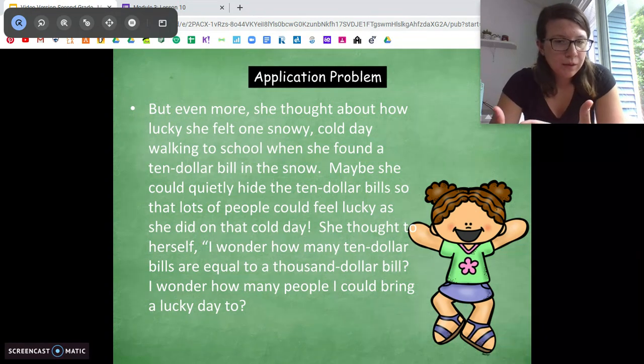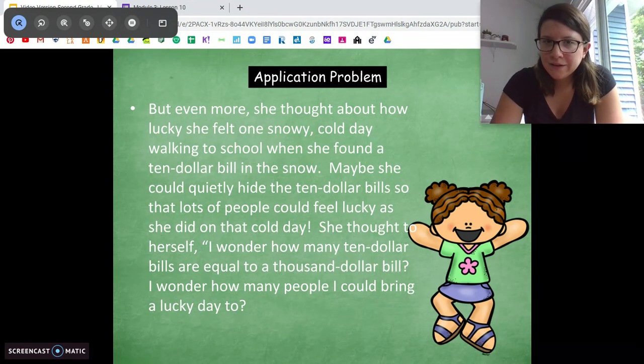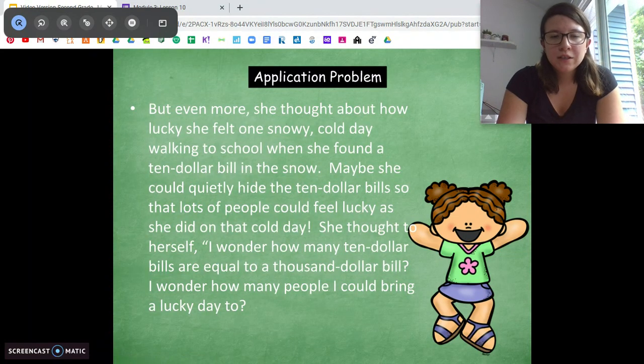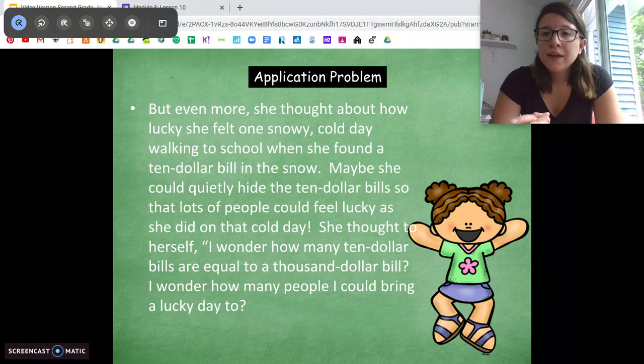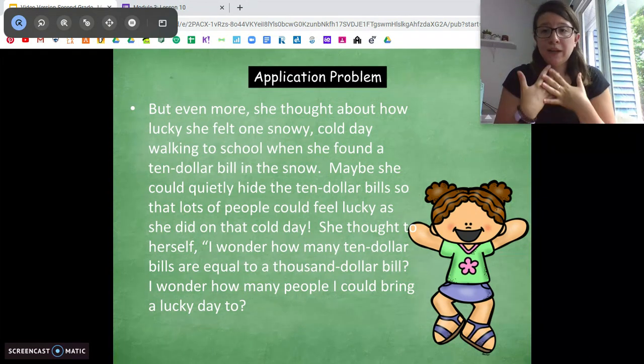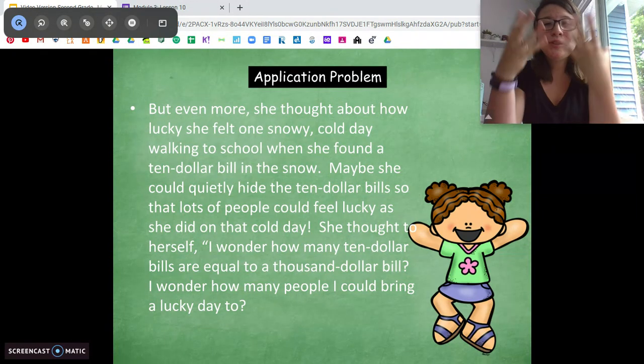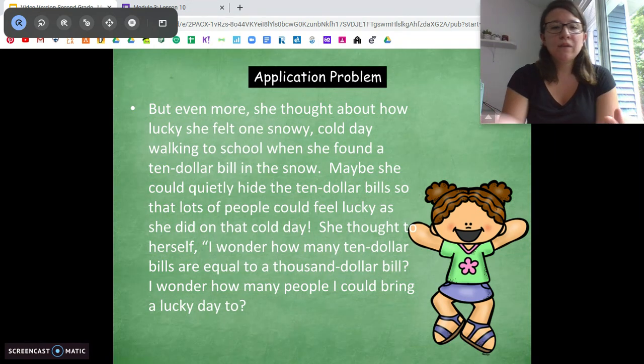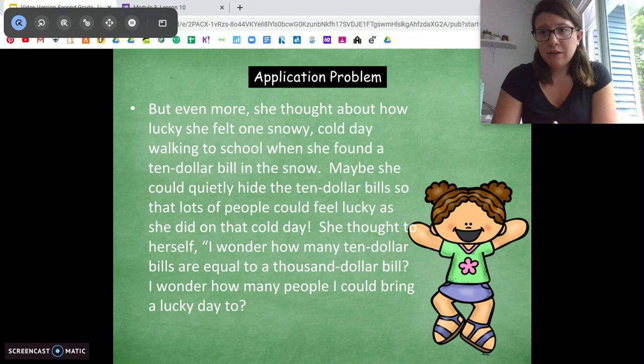I wonder how many people I could bring a lucky day to. What a nice person. So what I want you to do is pause the video, and with someone at home, or if there's nobody at home that you can talk to me. I want you to summarize this story. Kind of tell me what you remember about the story and what Jan wants to figure out. So pause the video, do that now.